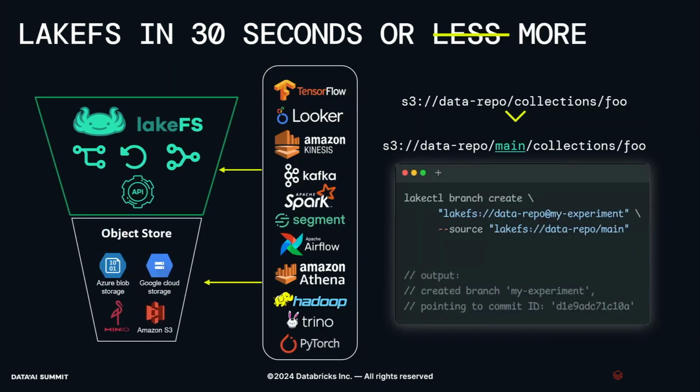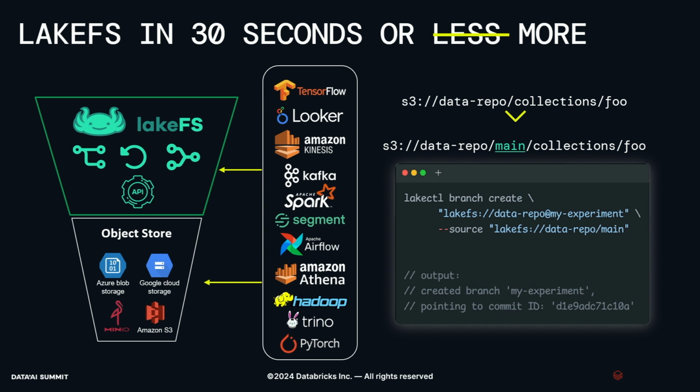So what does it do? Essentially, it lets you treat that big S3 bucket that we had with petabytes of data as if it was one giant Git repository, right? At billions of files, at petabytes of data. You create branches, you create commits, you can roll them back, you can do everything that you can do for code, but for the data itself.